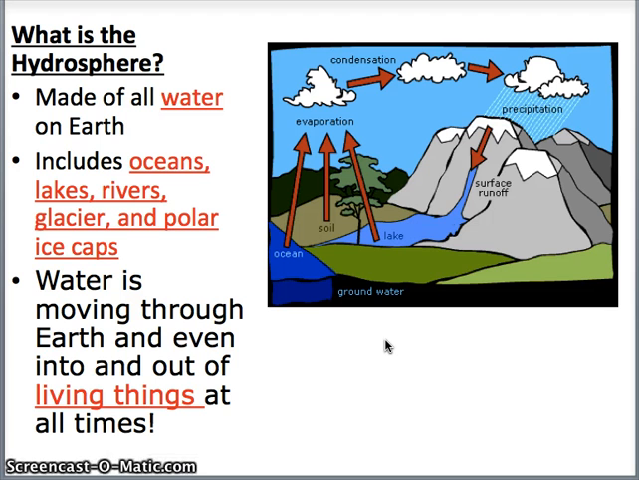The hydrosphere is all the water on the Earth. Basically, it's the water cycle. It includes all forms of water in the ocean, lakes, rivers, glacier, and polar ice caps. And you know from learning about the water cycle that water is really important for all living things and that we are constantly moving water into and out of our bodies.